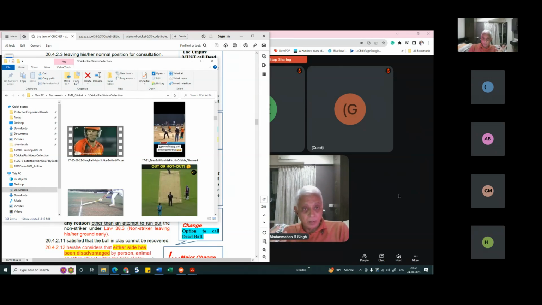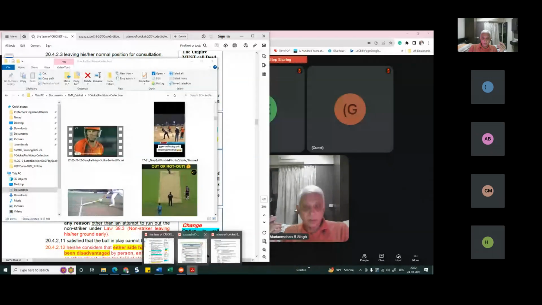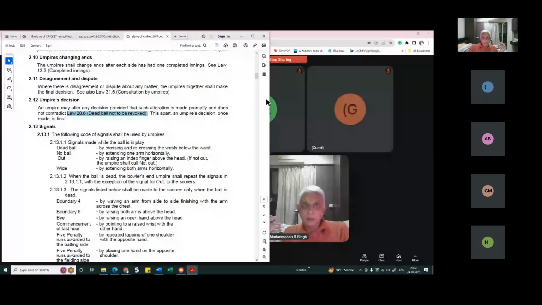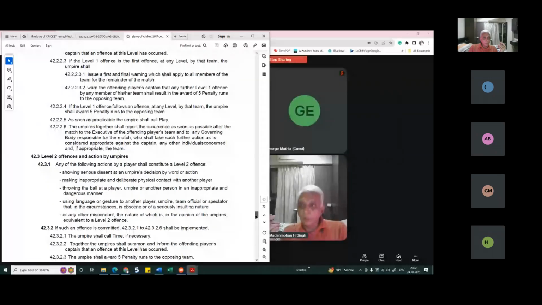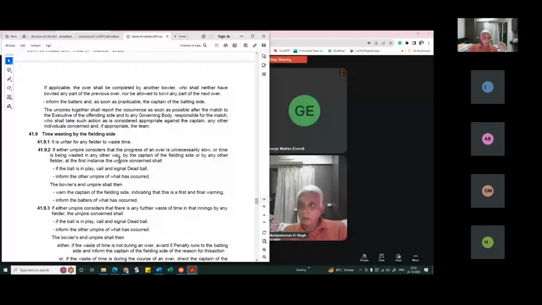If he has deliberately done it and you're not satisfied about the reason, giving out is not an option, because he has backed off, always dead ball. What you can do is either give the ball or not give the ball, and if you feel necessary, follow it up with a warning for time wasting. Now, I'll just show you momentarily, I'll just show you 41 point.